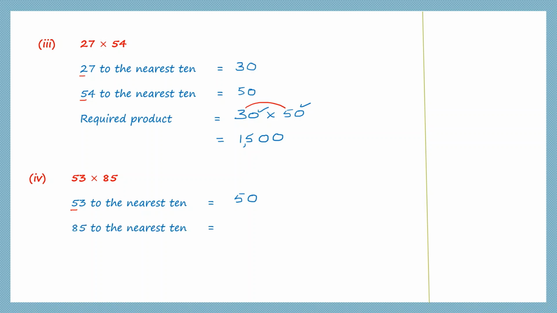Next 85. And in the tens place we have 8. The digit to its right is 5. So 8 will change to 9 and a 0. Now 85 to the nearest 10 is 90. Required product will be 50 into 90. So let's multiply 5 into 9 first. So that will be 5 nines are 45 and then add the two zeros. So the required product is 4500.